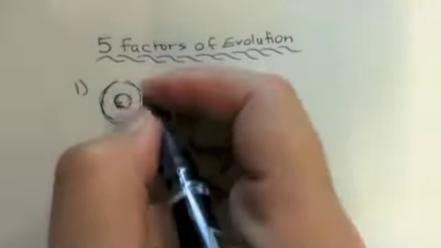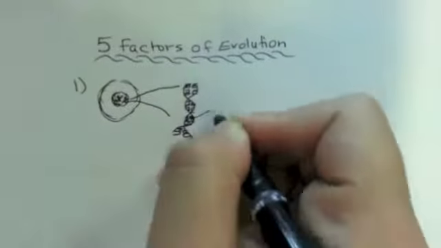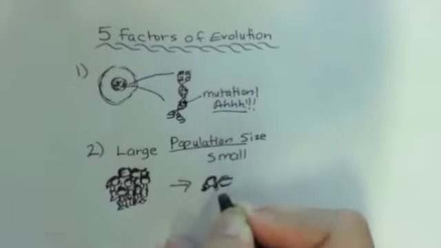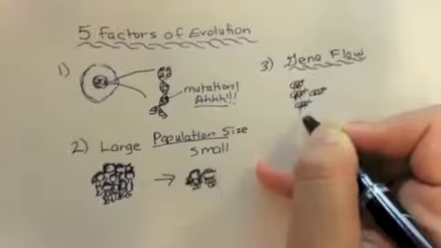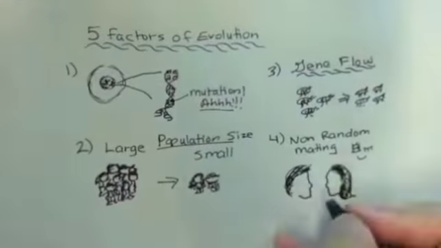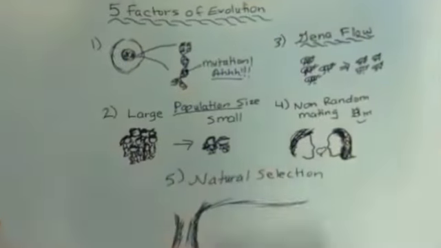The 5 different forces which have influenced evolution are: 1. Mutation, 2. Population size, 3. Gene flow, 4. Non-random mating, and last but not least, natural selection.